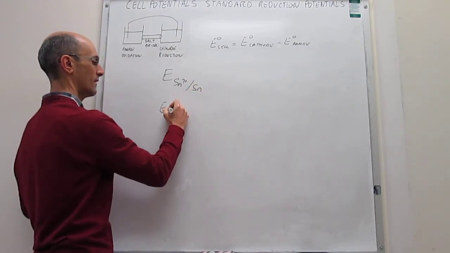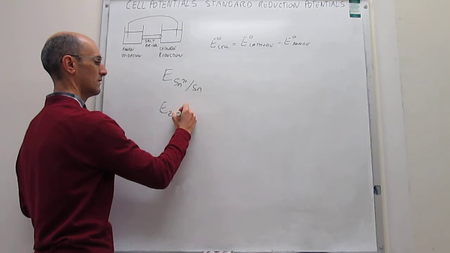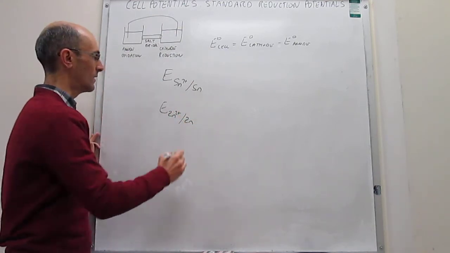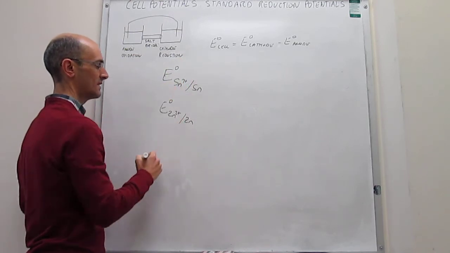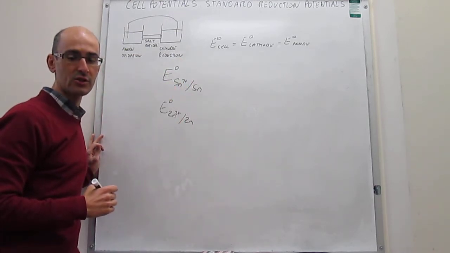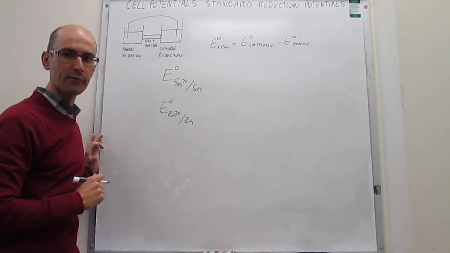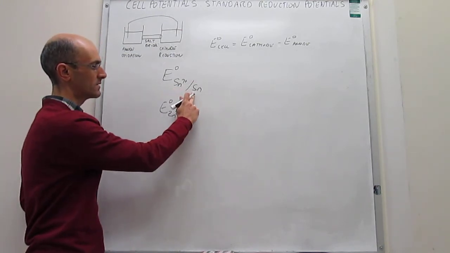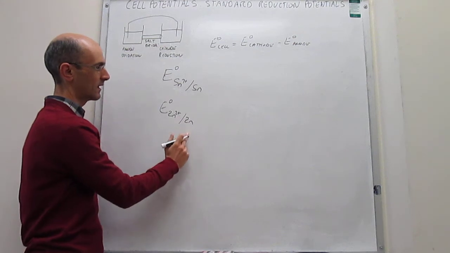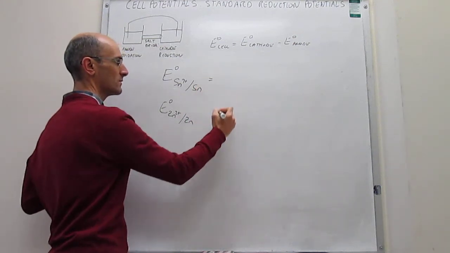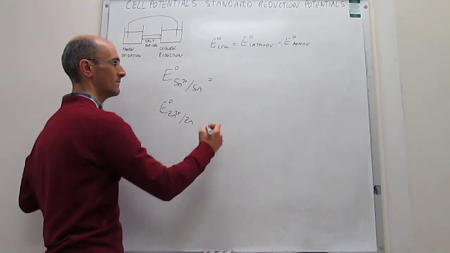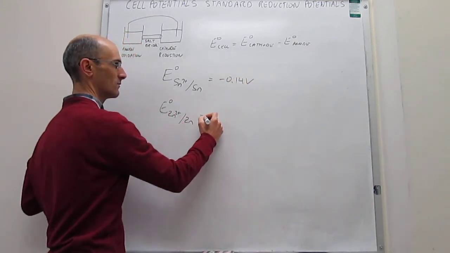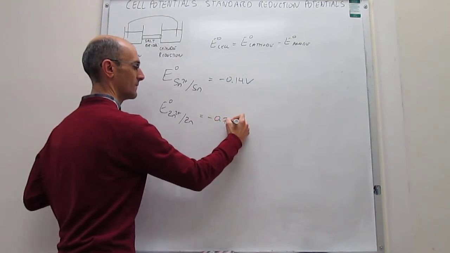Okay, and then we're going to have zinc 2+ to zinc. All right, so notice that in that standard reduction potentials table, we always have the reductions. So that will be the reduction of tin 2+ to tin and zinc 2+ to zinc, right? And now we go to the tables, and we find that this number happens to be minus 0.14 volts, and that this reduction is equal to minus 0.76 volts.